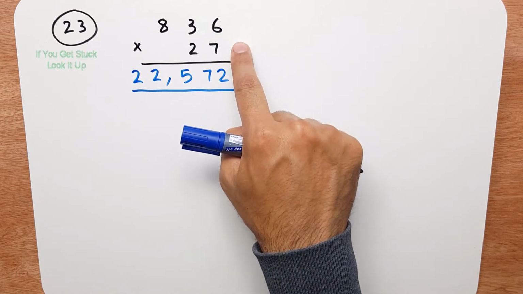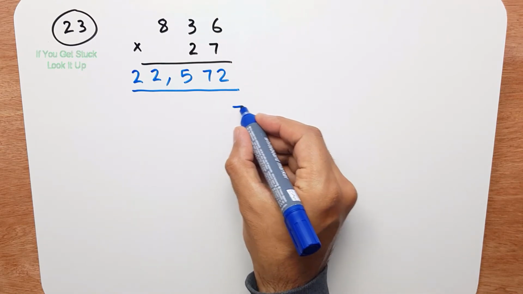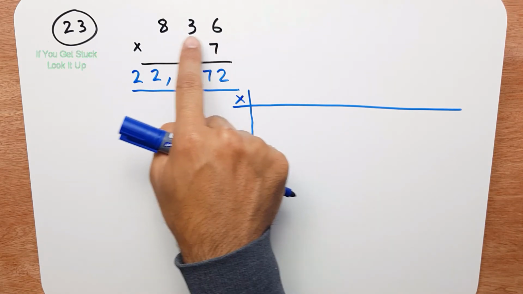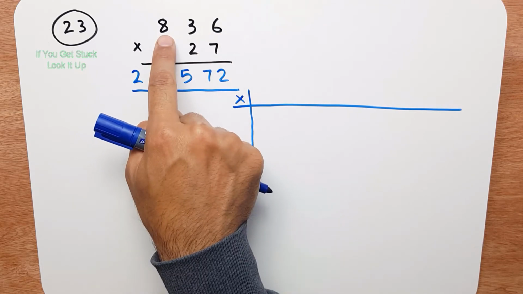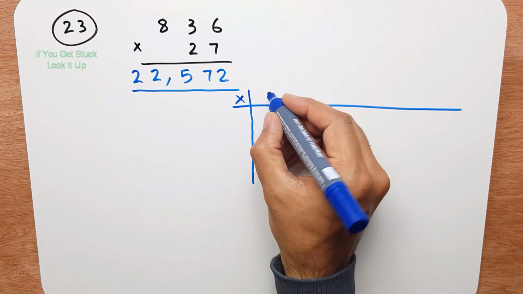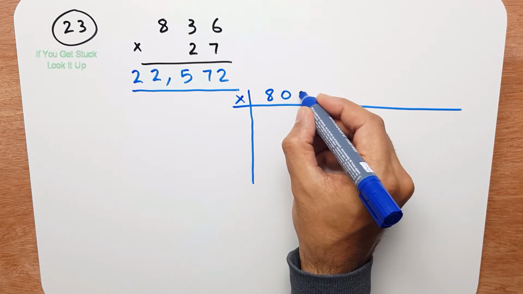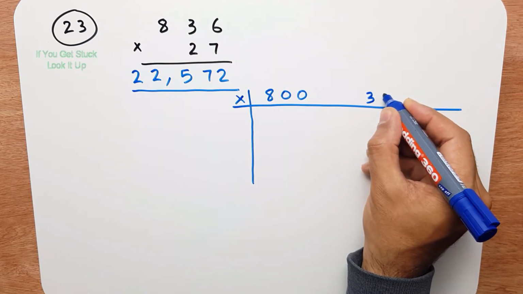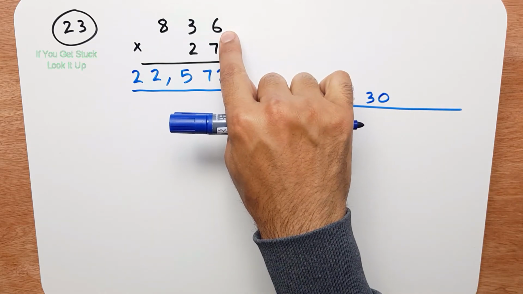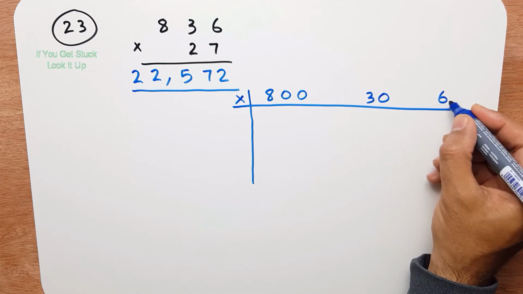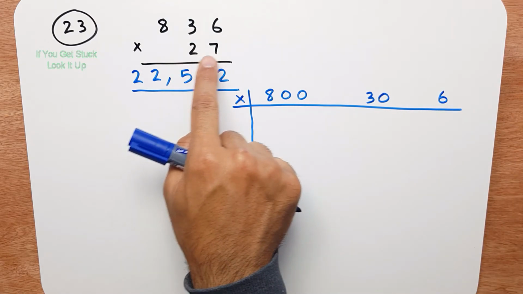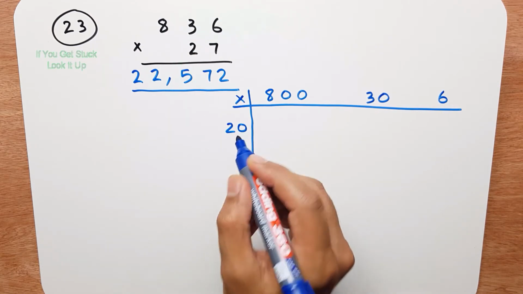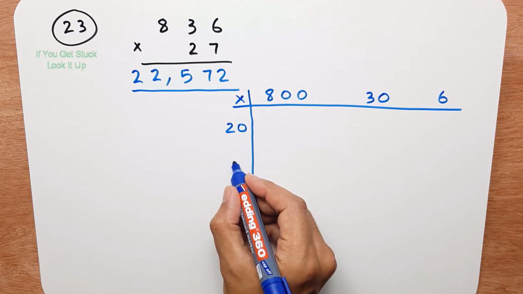Now I could have done this using the grid method, so let's try that here. So I'm going to partition the 836 or split it up. So I've got 8 in the hundreds column, so that's 800. And 3 in the tens column, which is 30. And 6 in the ones or the units column, so that is 6. Now I'm going to partition this number and put it down here. So 2 is in the tens column, that is 20. And 7 is in the ones or the units column, and that's there, 7.